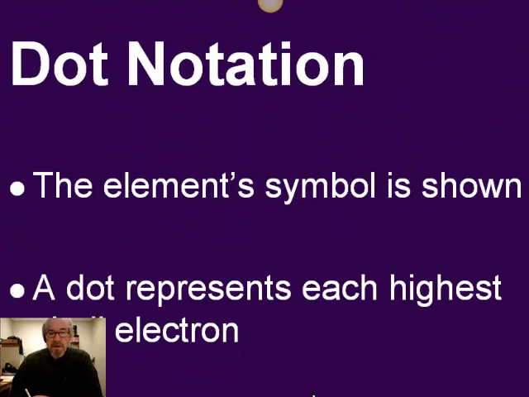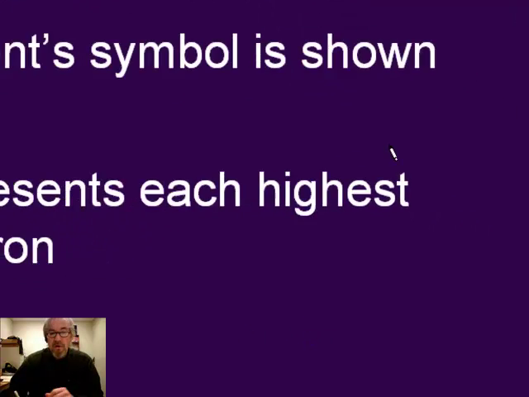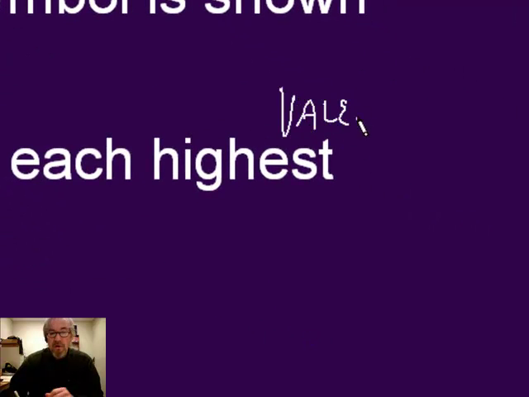Here's how dot notation works. We give the element symbol. That's the first thing we do. The element symbol is given, so we'd write down Ge for germanium or Ga for gallium. And then we surround it with dots. Every dot represents an electron, but they're only the electrons that are in the highest shell, or what we call valence electrons, electrons that are in the highest shell.